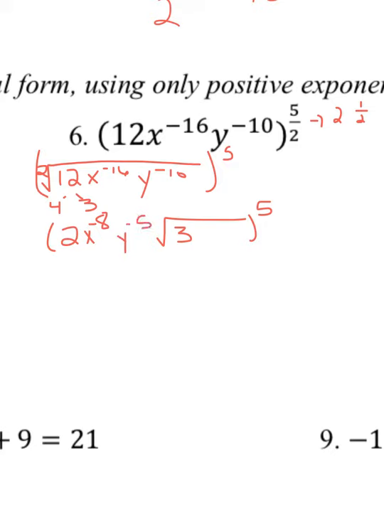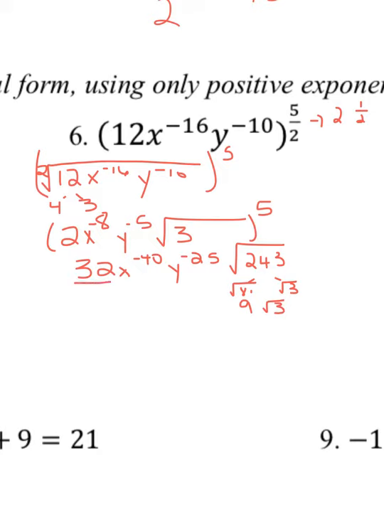2 to the 5th is 32. Then we have x to the negative 40th, y to the negative 25th. Square root of 3 to the 5th is 243. And then I have to just clean this up a little bit. So I'm going to do the square root of 243 first. The square root of 243 is 81 times 3. The square root of 81 is 9 square root 3.